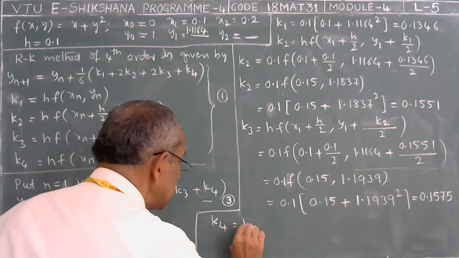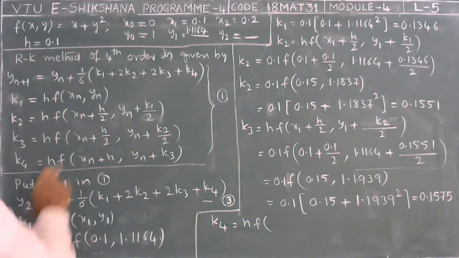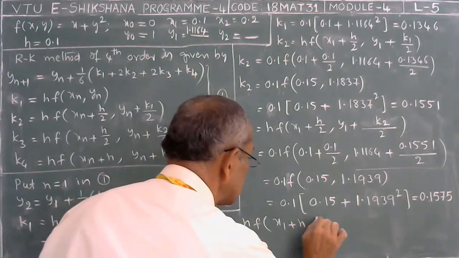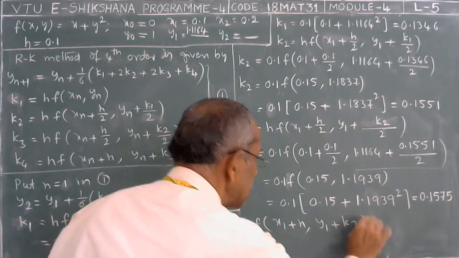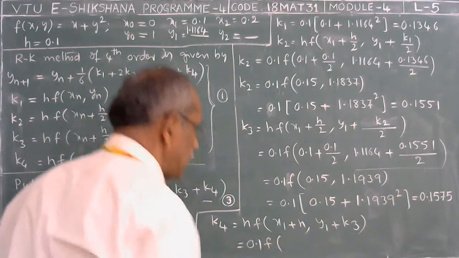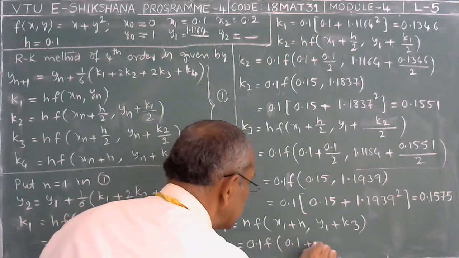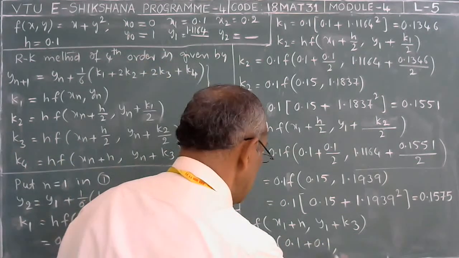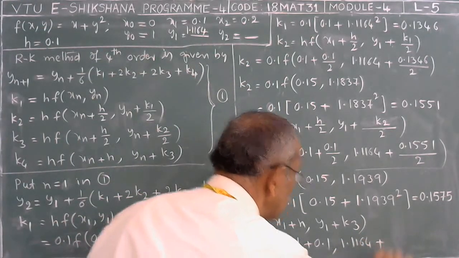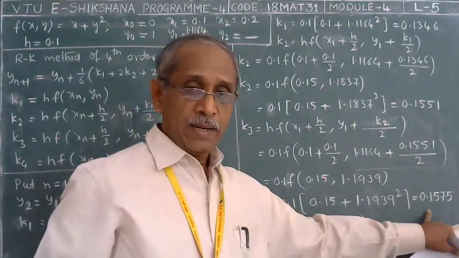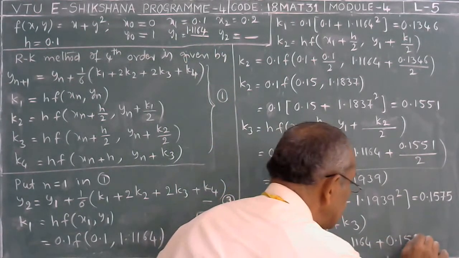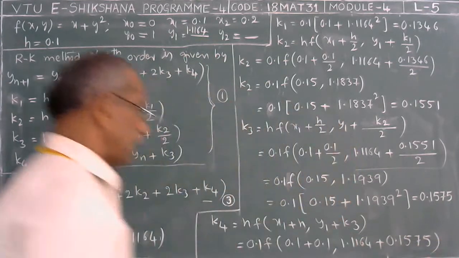k4 is h into f of, when n is equal to 1, x1 plus h, comma, y1 plus k3. Okay, this is equal to 0.1 into f of, x1 is 0.1 plus 0.1, comma, y1 is 1.1164 plus k3, which is 0.1574. So this is 1.2739.